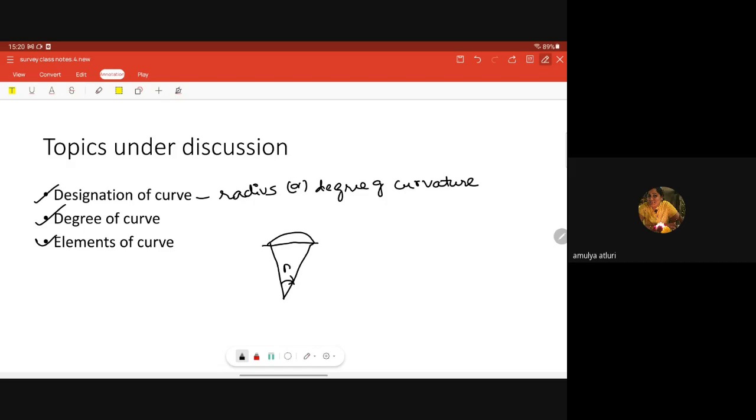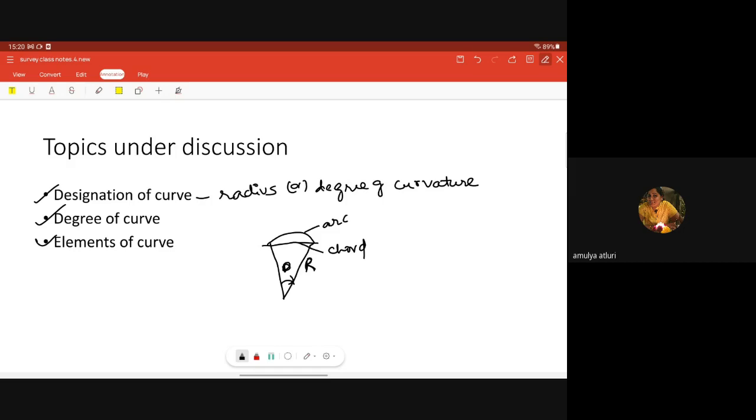So this is D, this is R. This is your arc, this is your chord. Got it? So this is nothing but the degree of curve. This R is nothing but the radius of curve. Got it?